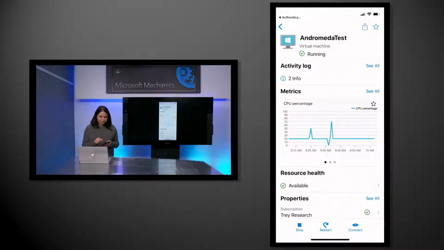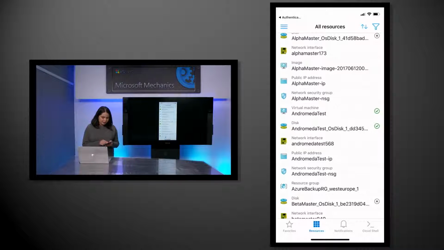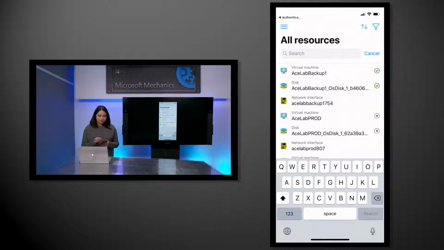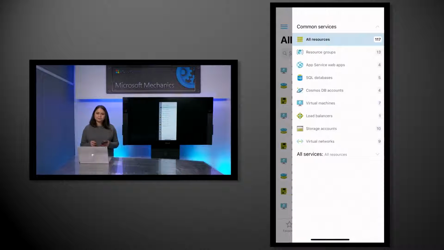I can favorite the resource itself and even the metric charts. Now, I want to favorite a few resources, and I can do this quickly in the Resource view by swiping right. Now, every time I open the app, the Favorites view will be shown by default with these resources displayed. You can also search resources by name, group and sort them, and even filter by resource type.